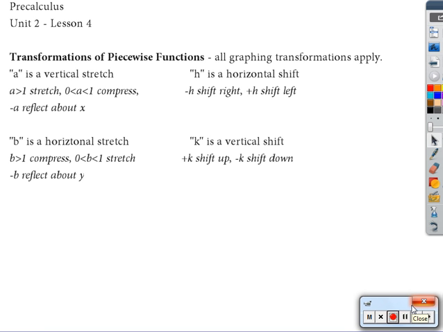Transformations of piecewise functions work the same as all of your graphing transformations from Algebra 2, Algebra 1. A couple things to keep in mind there is that the A value is vertical and the K value is also vertical. B and H are horizontal. Remember that horizontal shifts and stretches are always counterintuitive, so they're a little opposite of what you might think.